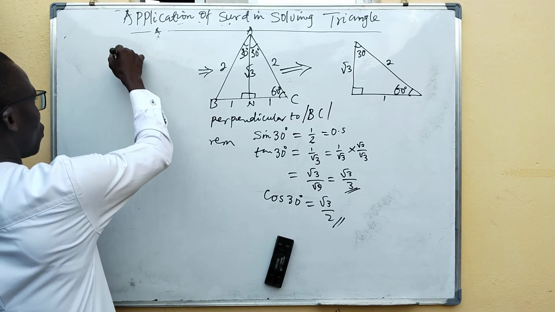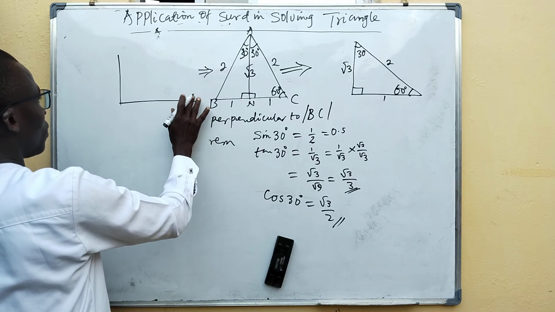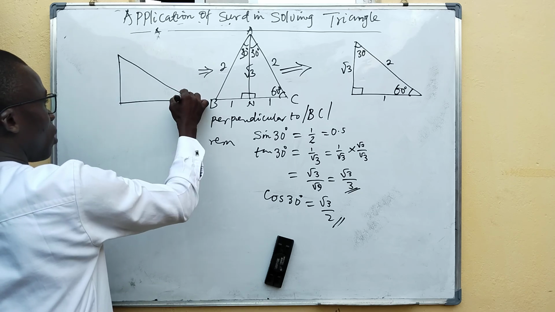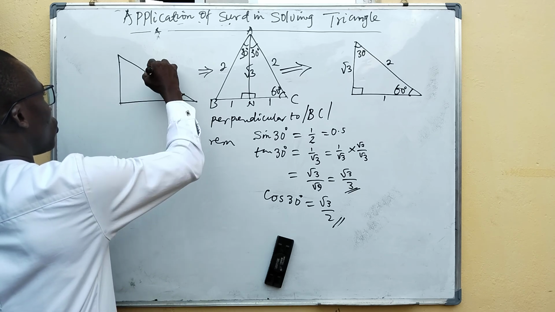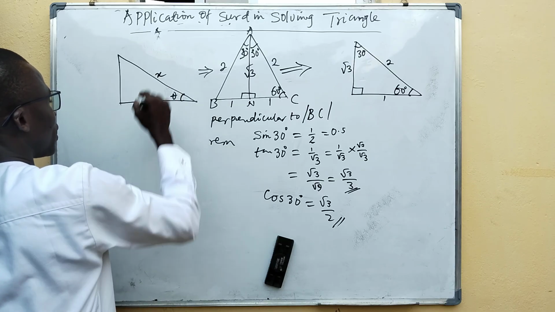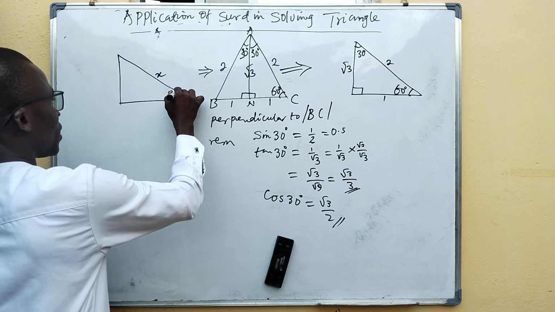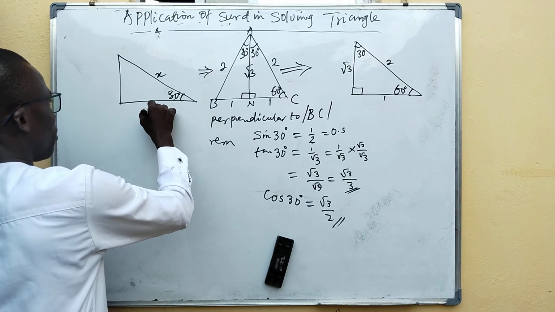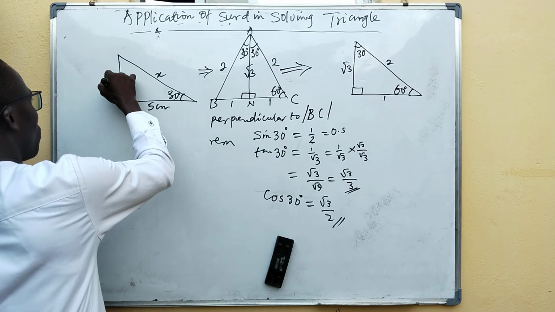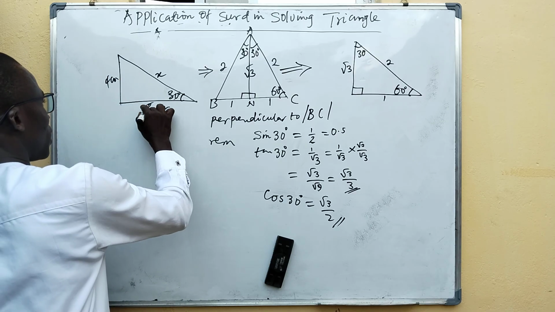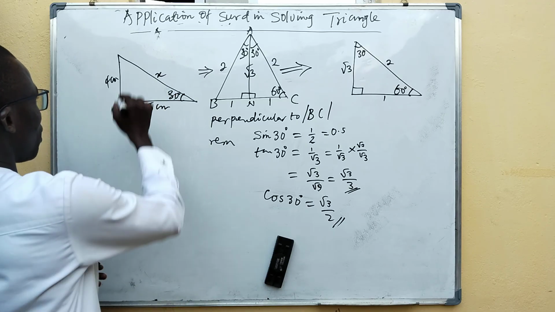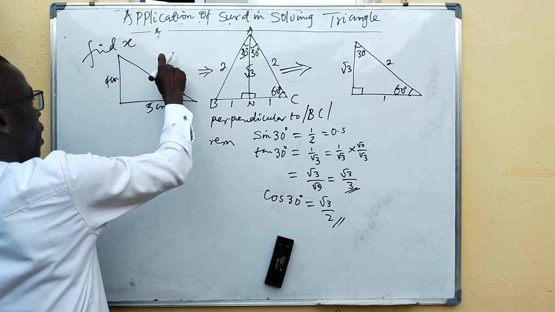Okay, now having done this, supposing a triangle like this is given to us. Let me draw a right angle triangle, where I have here my theta, and here let's say is my x. Let's say here is 30 degrees, and I have 5 cm here, then 4 cm, maybe here 3 cm. They say find the longest side. Find x.